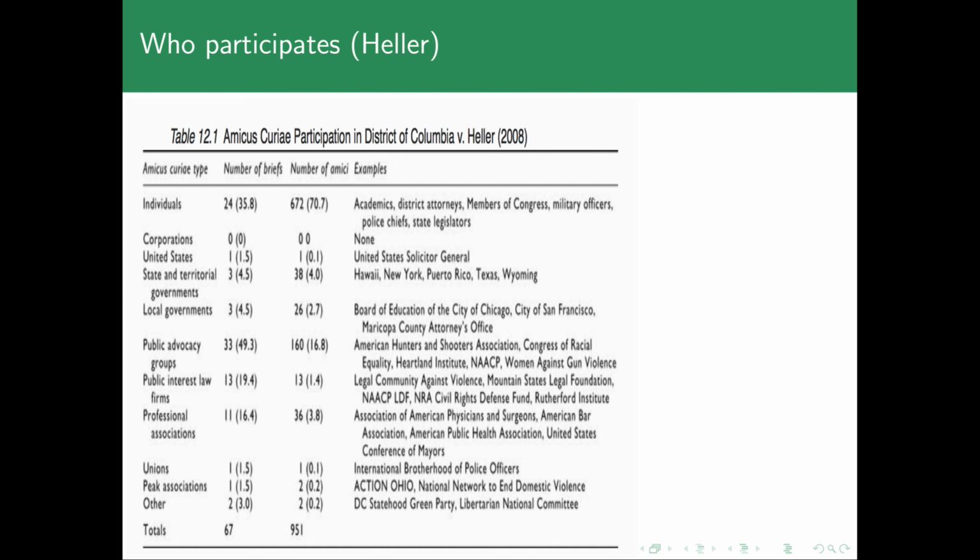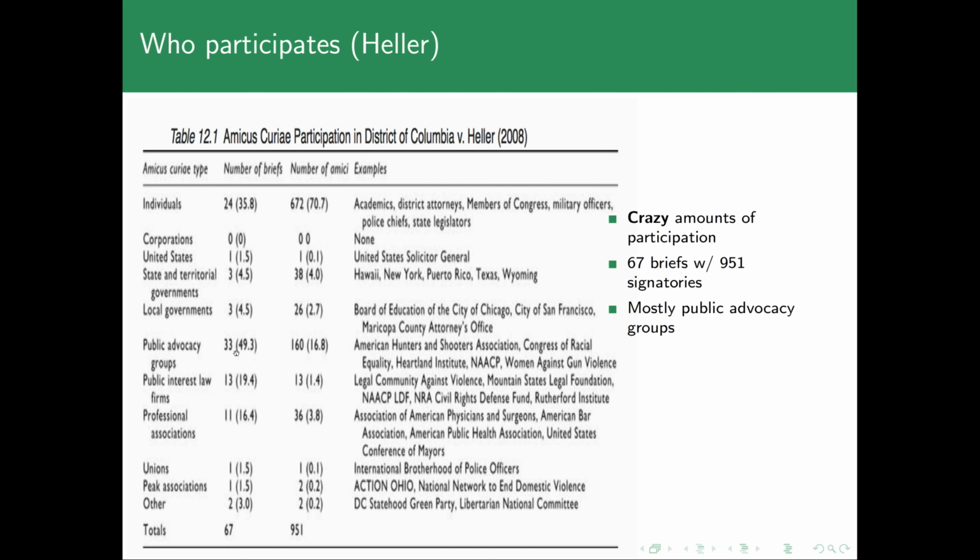So you can think of that as, here is the number of briefs, and here is the number of signatories to that brief. So what we see here is that individuals make up a huge number of the briefs filed. So 24 of the 67 total briefs came from individuals. So that's 35% of the briefs were from individuals, but 70% of the signatories, so 672 of the 951 signatories to the amici in D.C. versus Heller were individuals, by which I mean academics, district attorneys, members of Congress, state legislators, stuff like that.